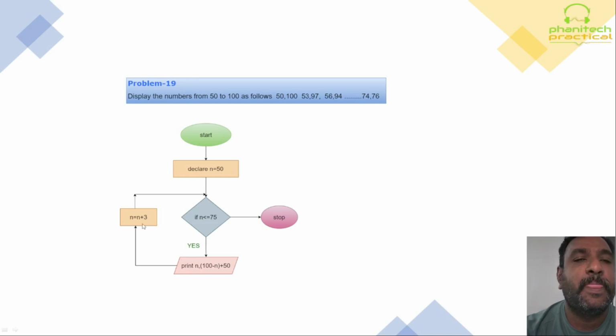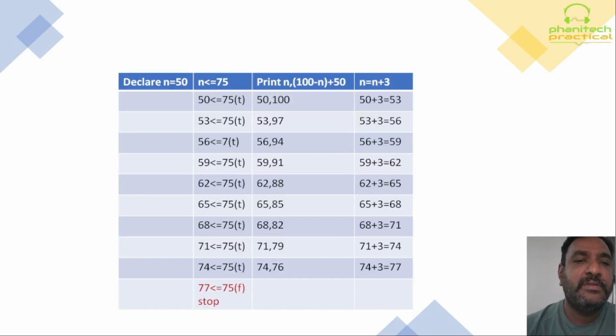74 plus 3 is 77. 77 less than or equal to 75, the condition fails. So it will stop. Same thing, just go through the diagram. Same thing that I explained by watching the flow chart, the same thing I have to put in a table format. So this is nothing but a driver.